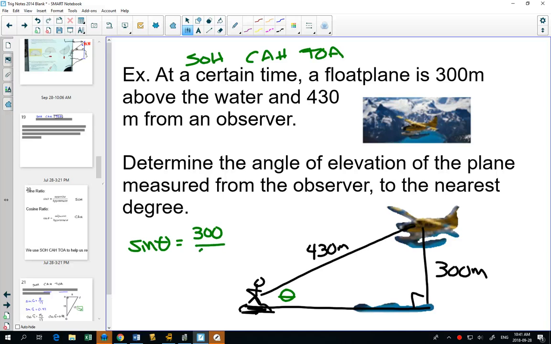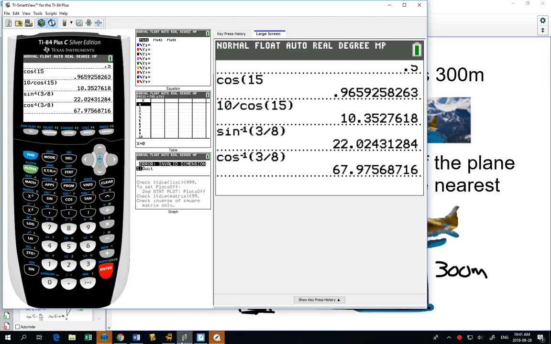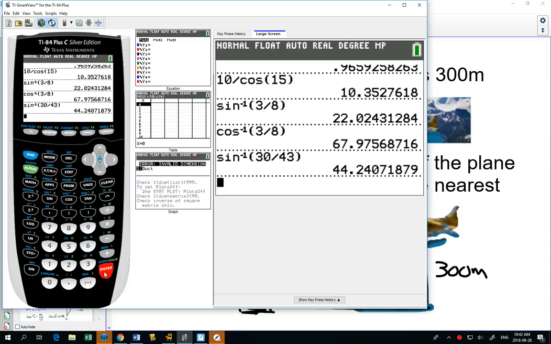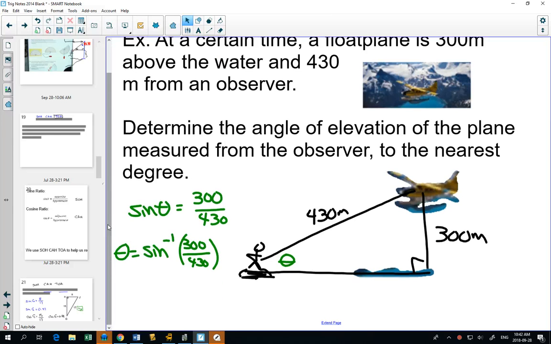Write out our definition, 300 over 430. And then we can figure out what the angle will be. Take the inverse of both sides. And go to our calculator. Are you okay if I write 30 over 43 instead? What did I do? I just reduced it by dividing them both by 10. Okay? Again, your calculator has it memorized. The angle is 44.2, to the nearest degree would be 44 degrees.